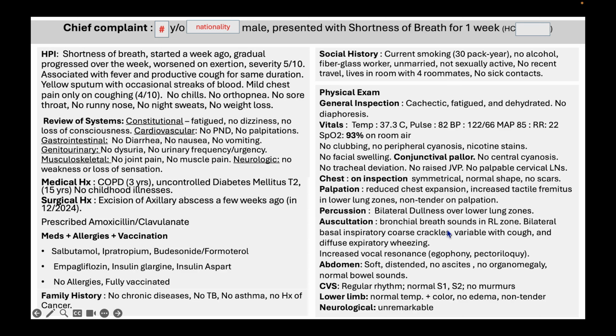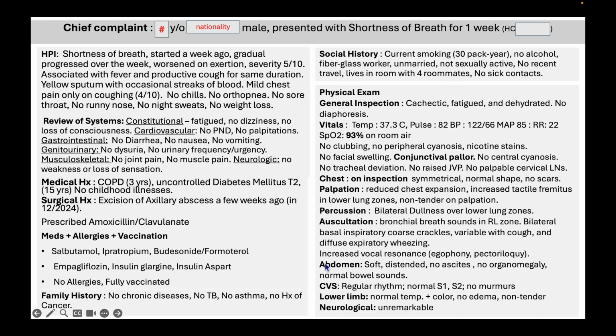Auscultation, he had bronchial breath sounds in the right lower lung zone. Okay, bilateral basal inspiratory coarse crackles, so he had crackles as well, variable with cough, and diffuse expiratory wheezing, increased blah blah blah. Yes, this stuff is important, but if you don't mention it or did not see it in your patient, it's not that big of a deal. Like egophony and blah blah blah, it's not that important, but just to show them that you did analyze the specific system that you're interested in.